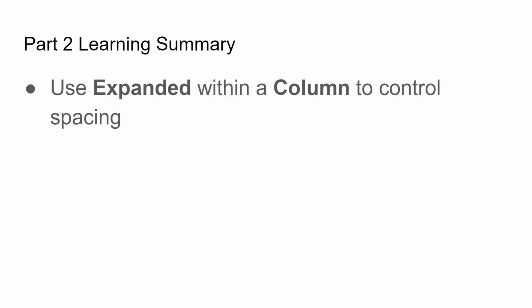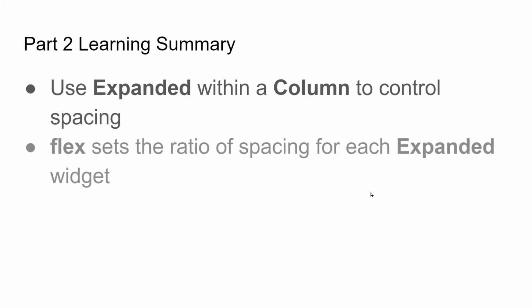First thing is you learned how to use the expanded widget within a column to control the spacing of the top and bottom portions of the column. Within the expanded widget, there is a flex parameter, and you can place a number after that to control the spacing allocated to each expanded widget. It's a ratio. So 1 to 1 is the same as 2 to 2 or 3 to 3. It's just a ratio.